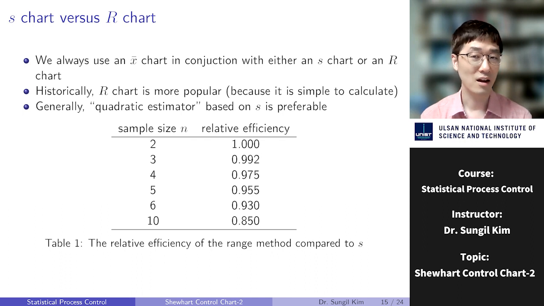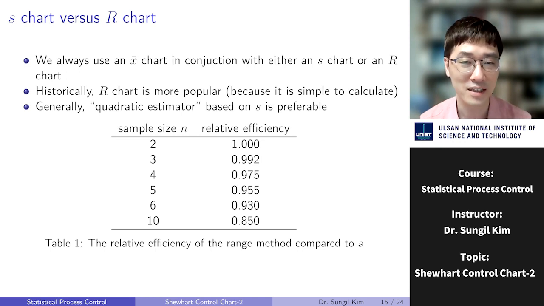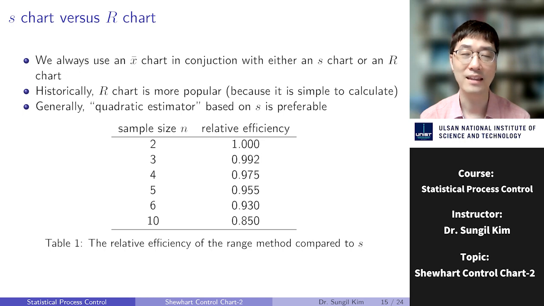A control chart for the mean is always used as an X bar chart in conjunction with either an S chart or R chart. Historically, the R chart was more popular because it is relatively easier to compute. Of course, this kind of computation does not matter anymore today. Today, S is more preferable because the S chart is more efficient and informative.